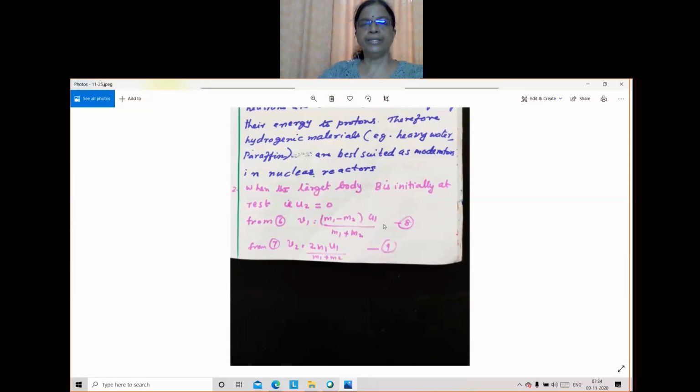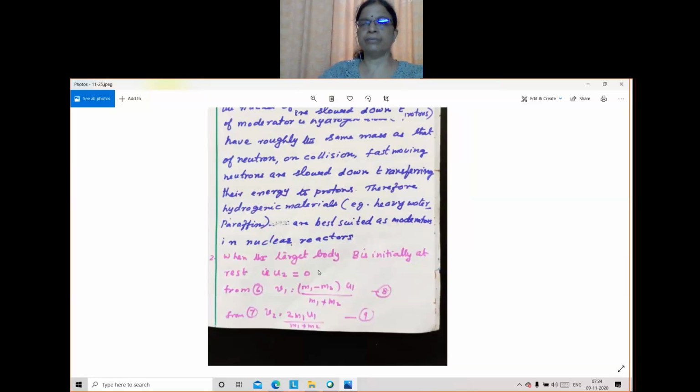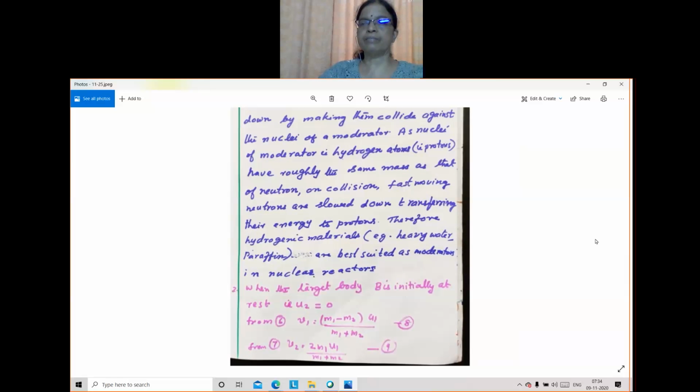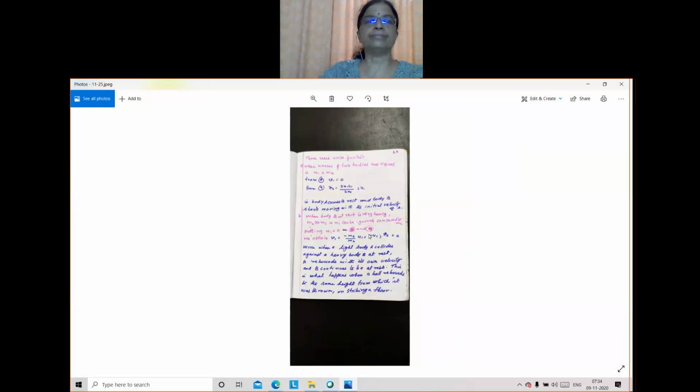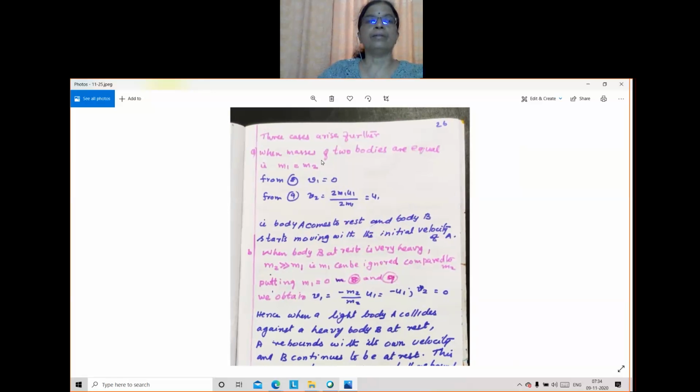And in these two equations, what is the case? You all have to know what the case is now. The target body B is initially at rest. Then what is the velocity V1? What is the velocity of the body V2? That case is what we have discussed now. Then again some special cases. Three cases arise further in those two equations.